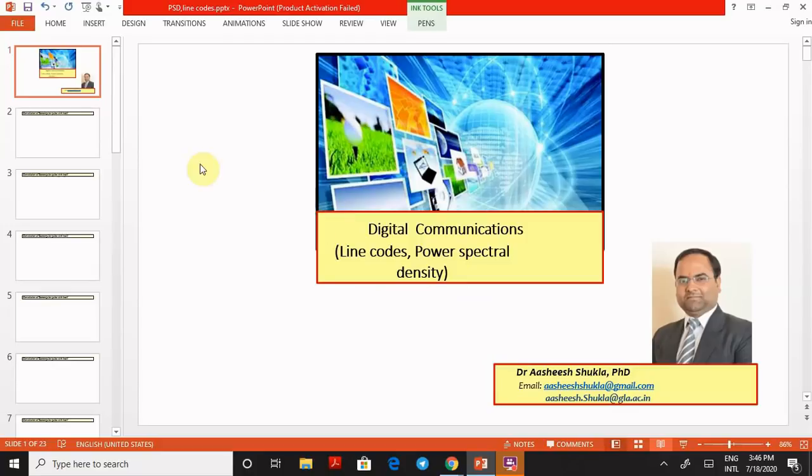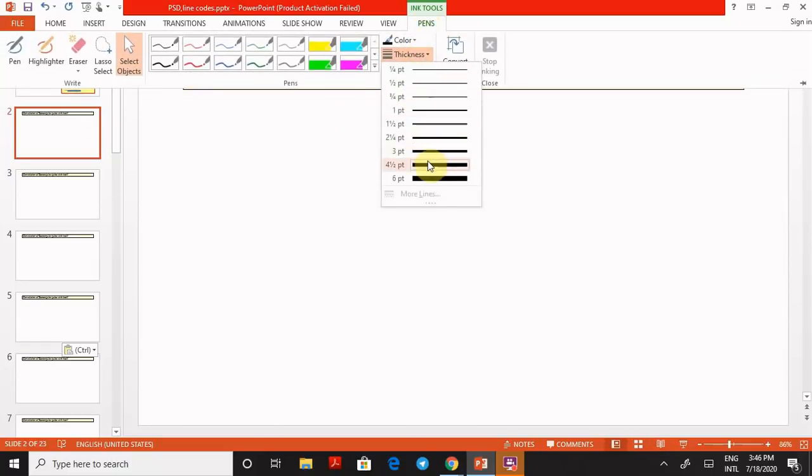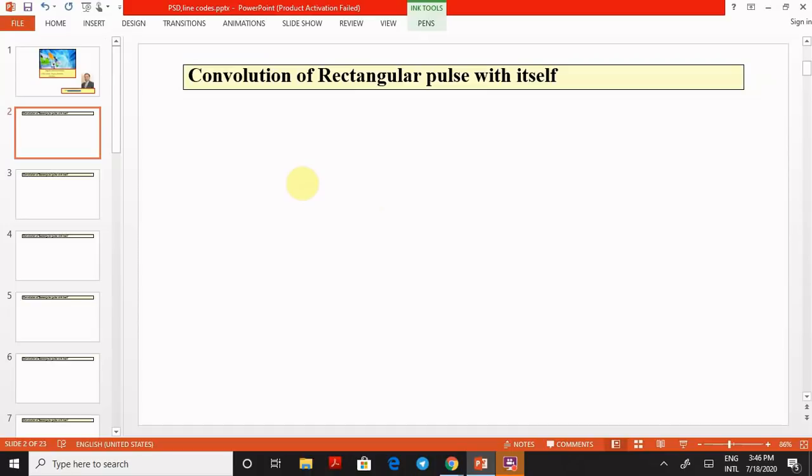So how that convolution happens, this we have to see today. That's why I'm making this video here. Hope this will make your concept clear.